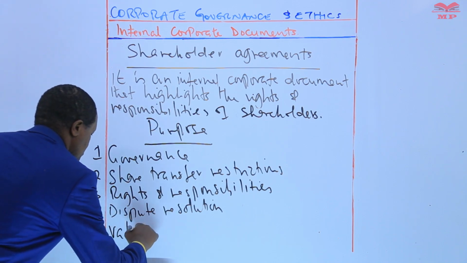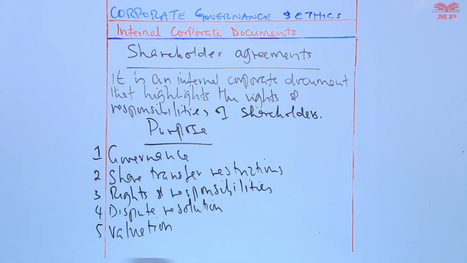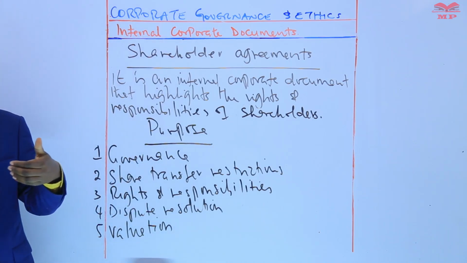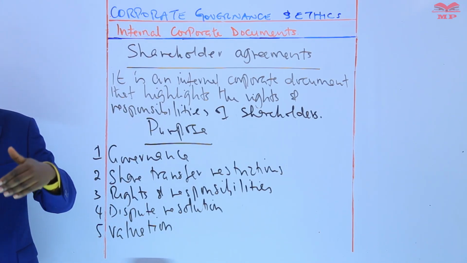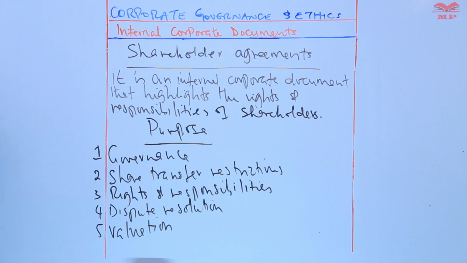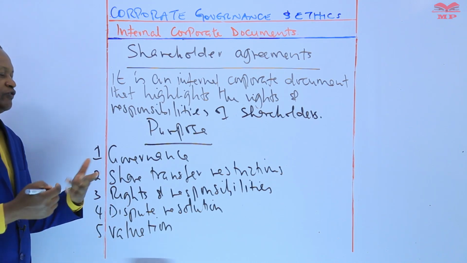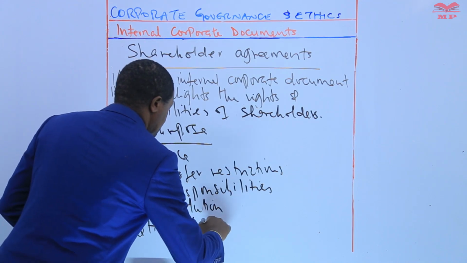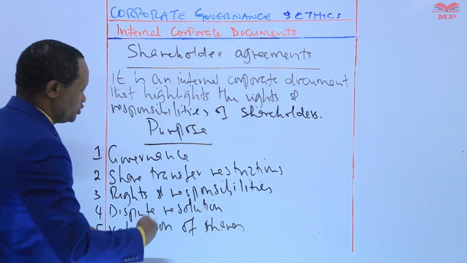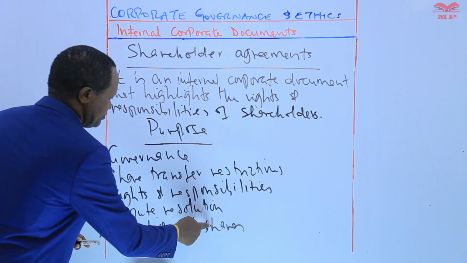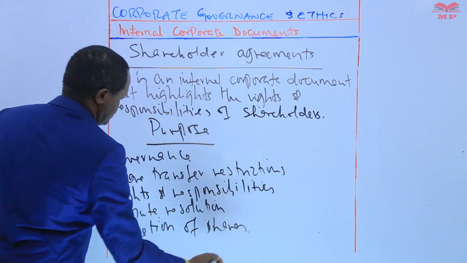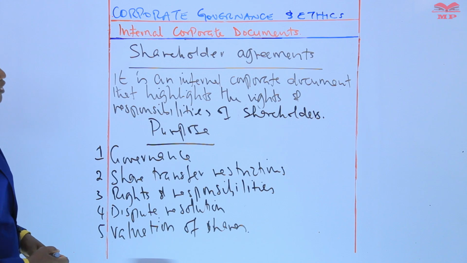Five, valuation. Now, it can specify methods. This document can specify methods of valuing the company's shares, particularly in important cases like mergers, acquisitions, and buyouts, and so on. Valuation of shares. It can specify methods that can be used to value the shares of the company. So these are five purposes of shareholder agreements.